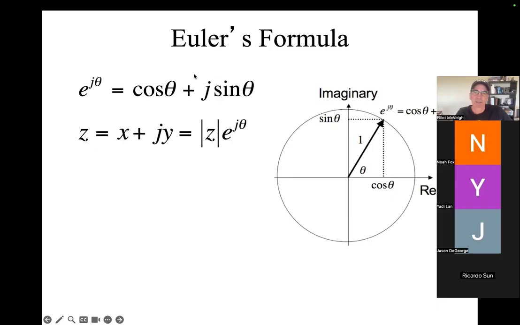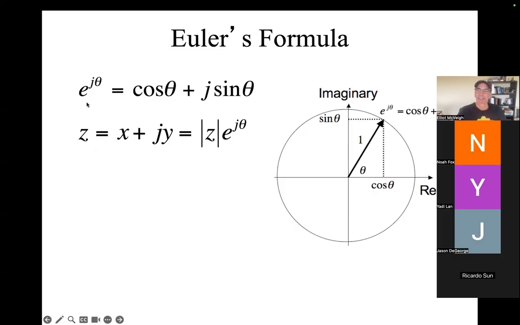This equation is called Euler's formula. It's a true equation, and it's not like a definition. It's an actual equation that states that e to the j theta is equal to cos theta plus j sine theta. And you just think about that for a second and say, what does that mean?